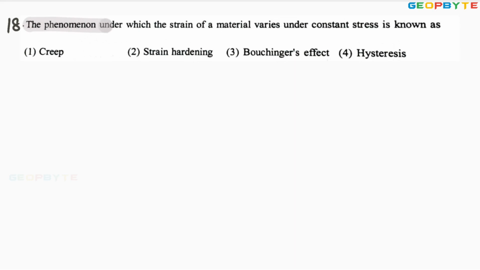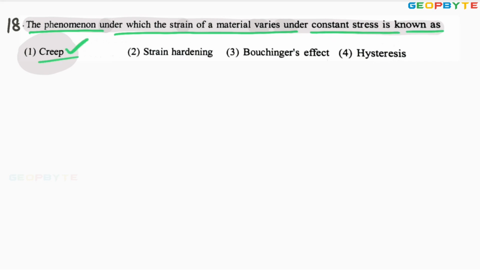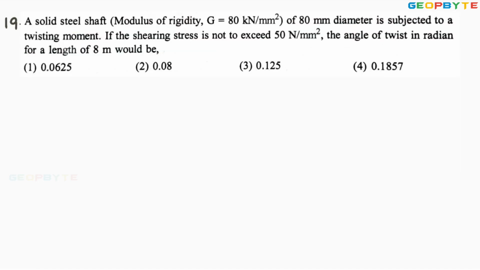The phenomenon under which the strain of a material varies under constant stress is known as creep. Creep is the slow and progressive deformation. Therefore, it is maintaining the constant stress. Once again, the phenomenon under which the strain of a material varies under a constant stress is known as creep. Therefore, first option is absolutely correct. Look at the next problem.